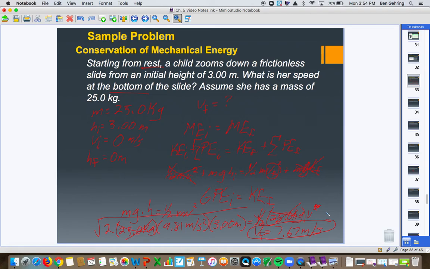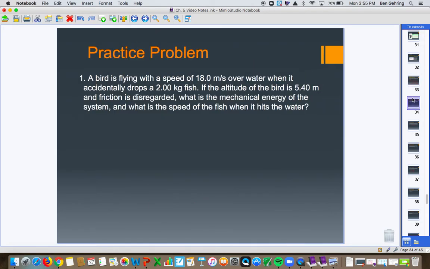Okay, on the next couple slides, I have practice questions for you. So when I get to a slide, for example, this one, here's your first practice question. A bird is flying with a speed of 18 meters per second over water when it accidentally drops a 2-kilogram fish. If the altitude of the bird is 5.4 meters and friction is disregarded, what is the mechanical energy of the system and what is the speed of the fish when it hits the water? In this case, I would ignore the mass of the bird to deal with just the fish and the speed of the fish when it hits the water. So pause your screen, try that question. I'm going to show you 2 more after I give you the answers to this one.